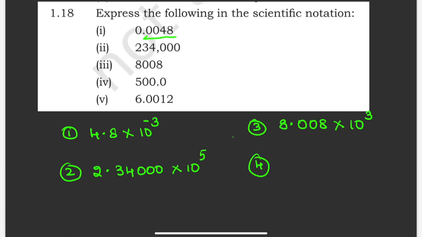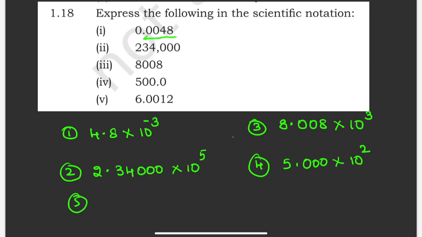Fourth question. So for the fourth question, you can see here there is a decimal point, 500.0. So the point shifts here, 5 point. So it will be 5.000 into 10 to the power of. How many places have we shifted? 2 digits. So it will be 2, and we have moved the decimal towards the left side. So it will be plus 2. Is that clear?